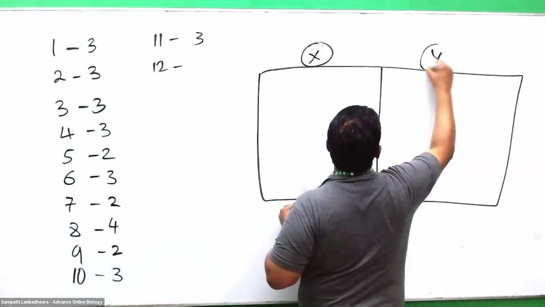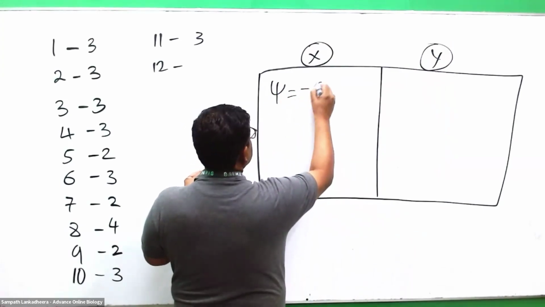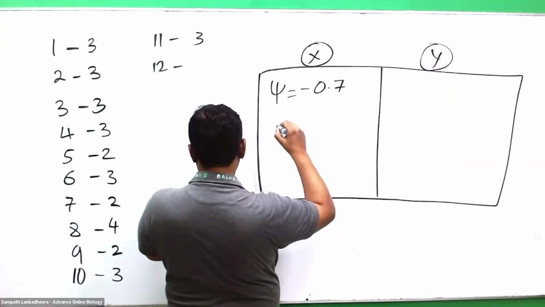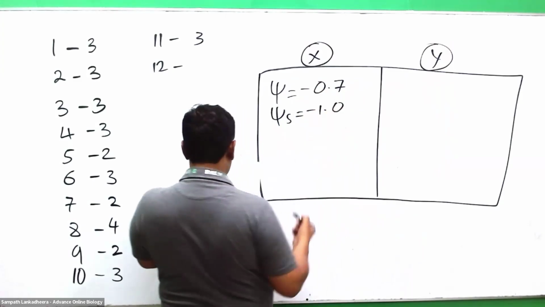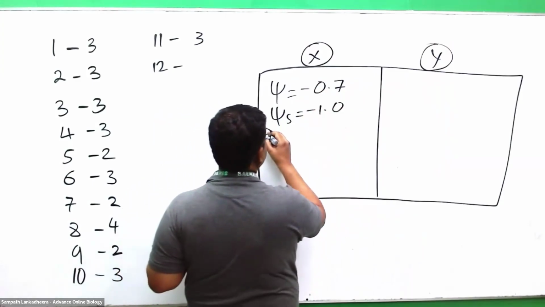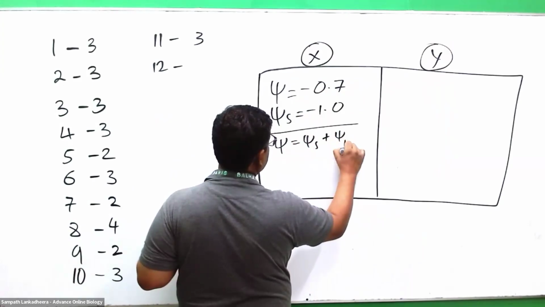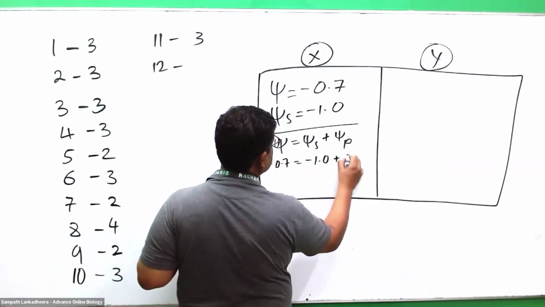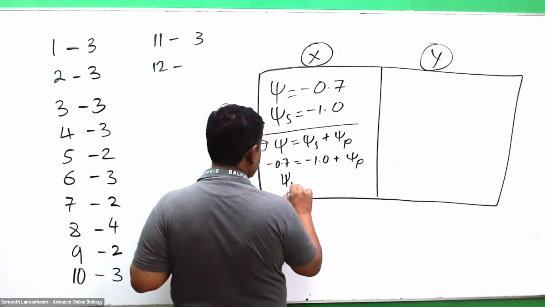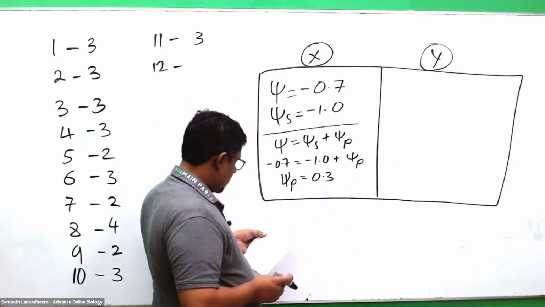Cell X: water potential psi is minus 0.7 megapascal, and psi S is minus 1.0 megapascal. So you can find the pressure potential here. Psi equals psi S plus psi P. Minus 0.7 equals minus 1.0 plus psi P. So psi P value is 0.3.